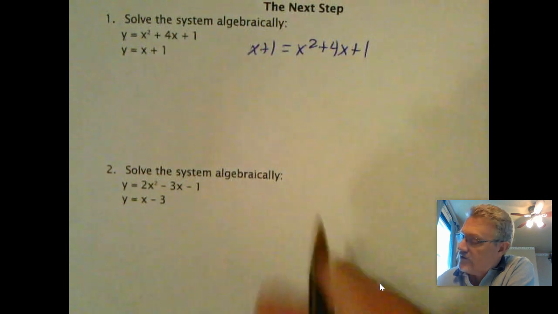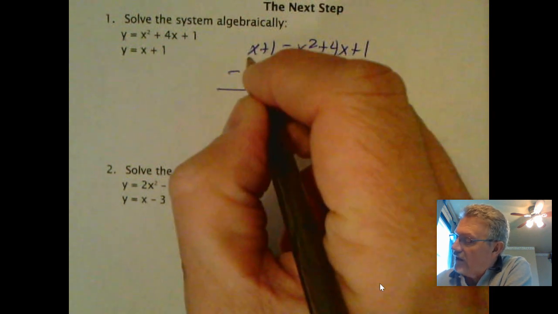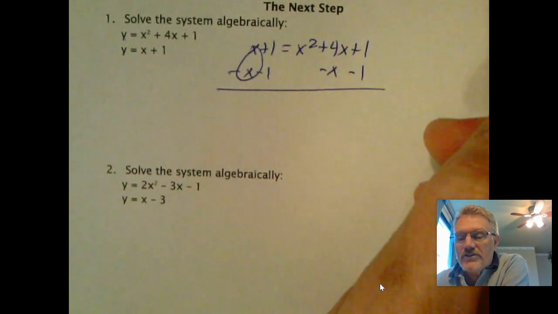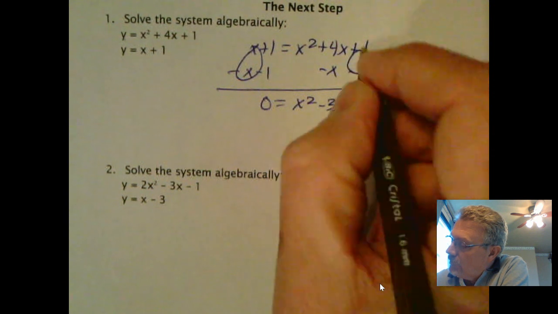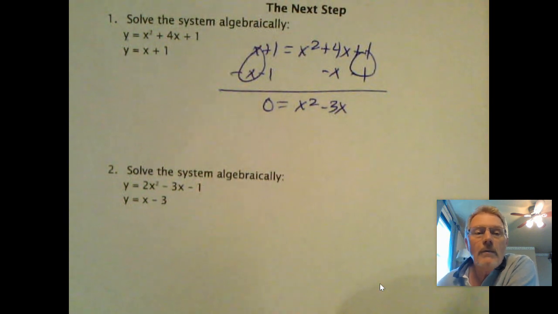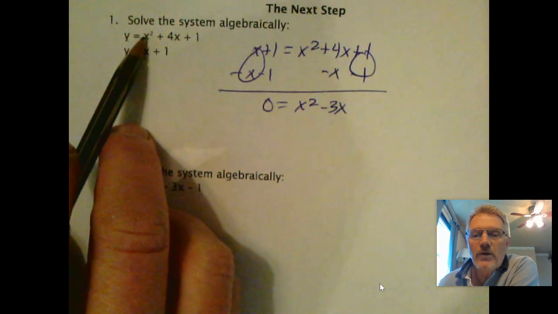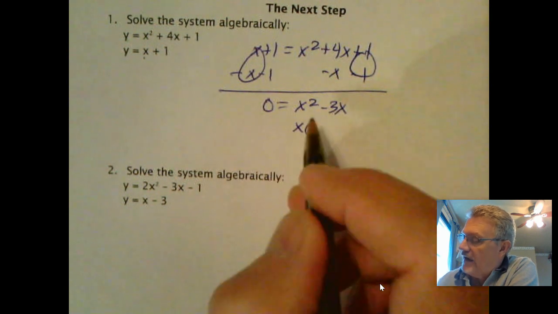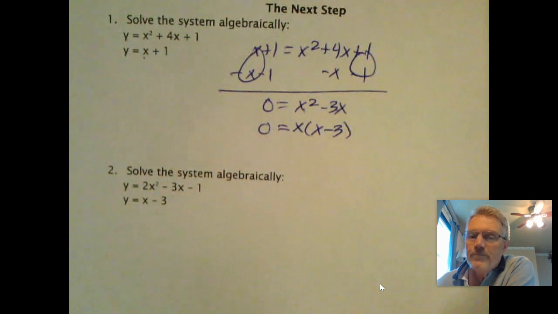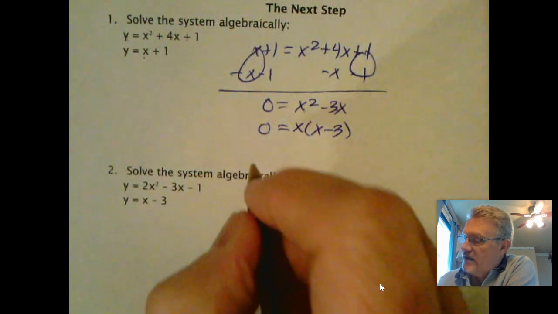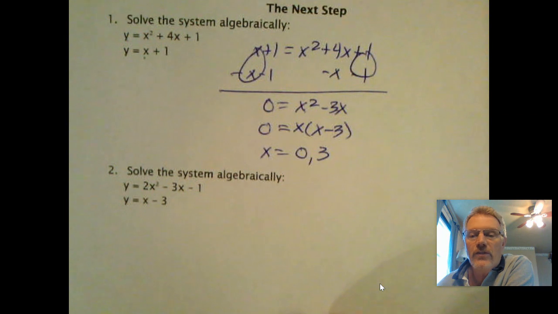So we have a quadratic, so we get everything to one side. Some people just say set it equal to 0, which is basically the same thing. Remember, a line can intersect with a parabola in no places, one place, or two places. So here we have a quadratic. We're going to factor out an x, which makes our factors x and x minus 3. Set those factors equal to 0, gives us solutions of 0 and 3.